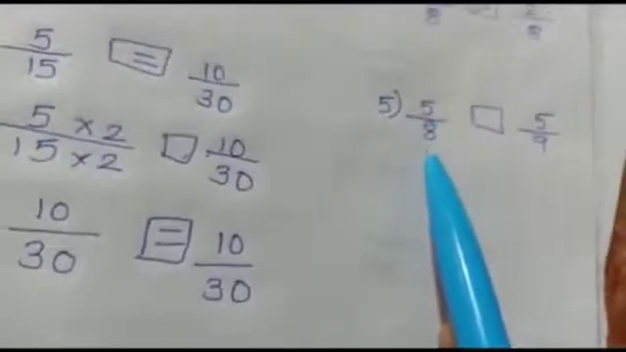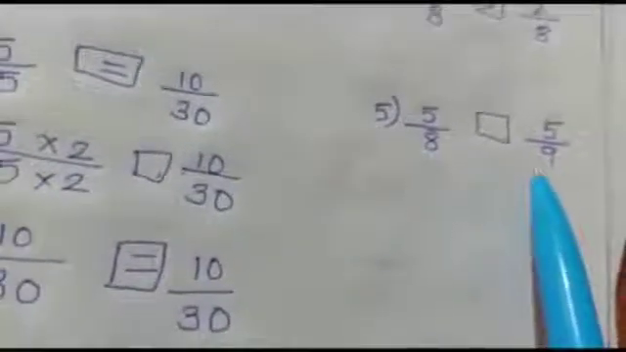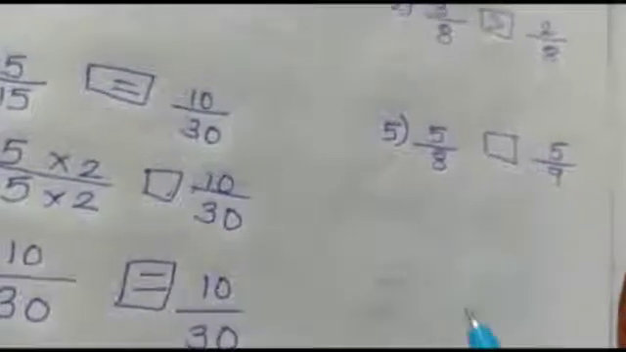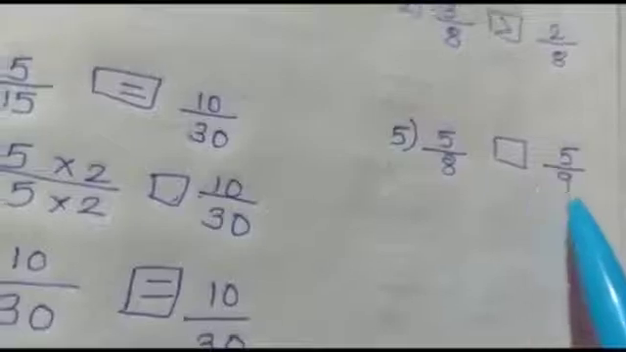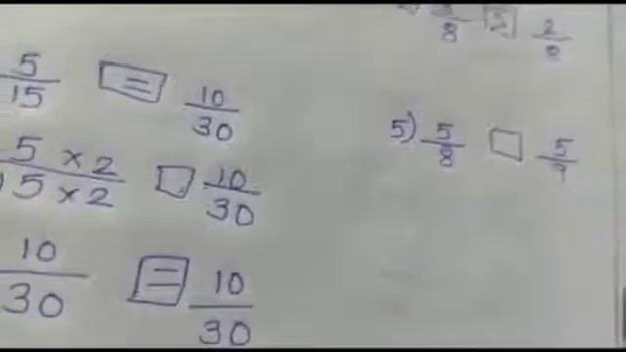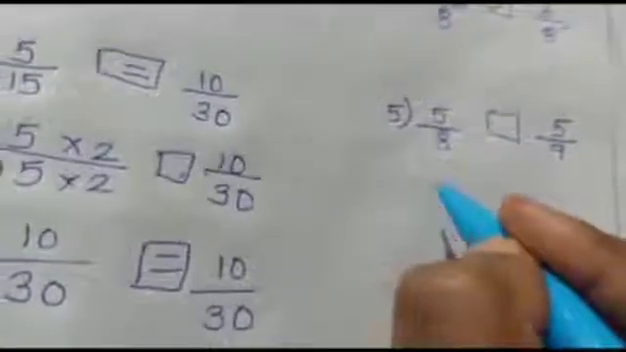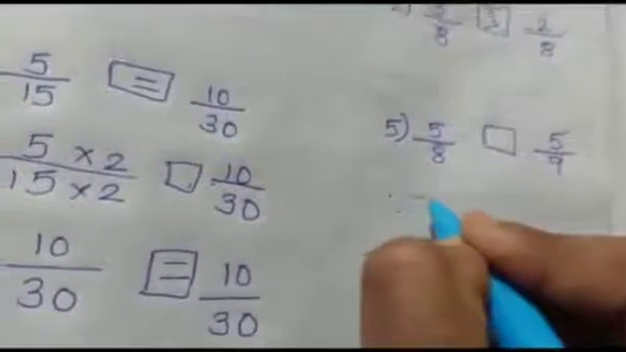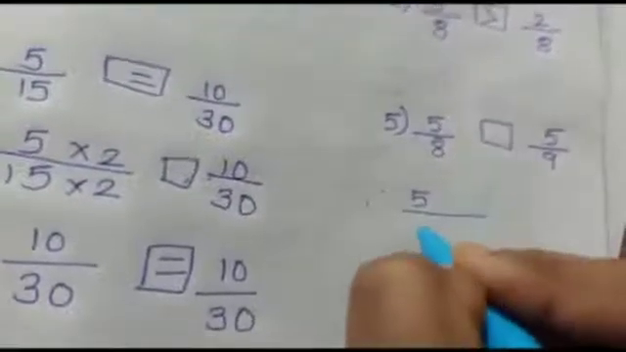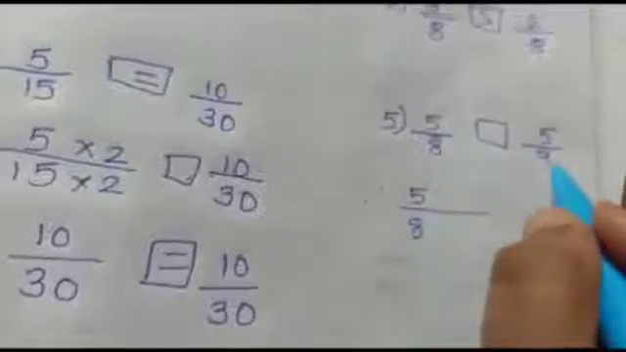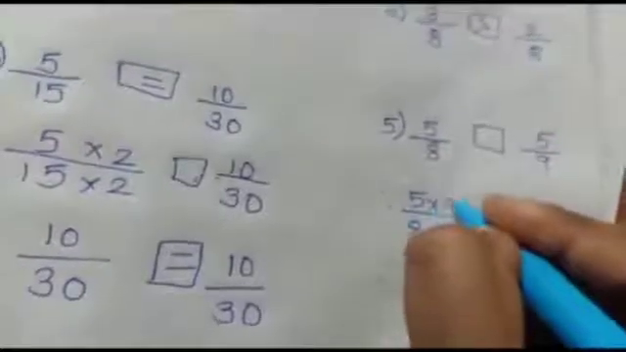Next one, the fifth one, it is 5 upon 8 and 5 upon 9. So again this is an unlike fraction, so we need to convert it into like fractions. Okay, so now is 9 divisible by 8? No. And is 8 divisible by 9? No. So what will we do? We will do the cross multiplication, that is 5 upon 8 multiplied by 9. Yes, what we are doing is cross multiplication.